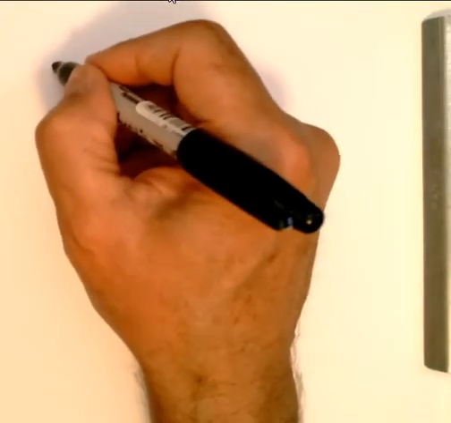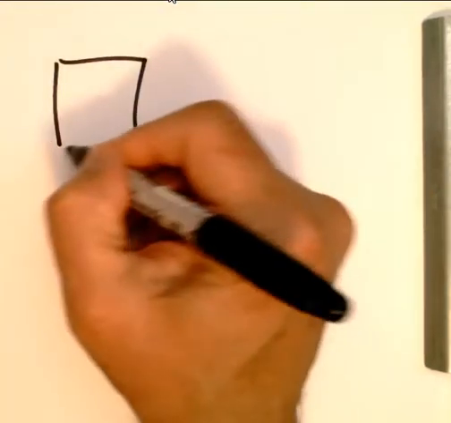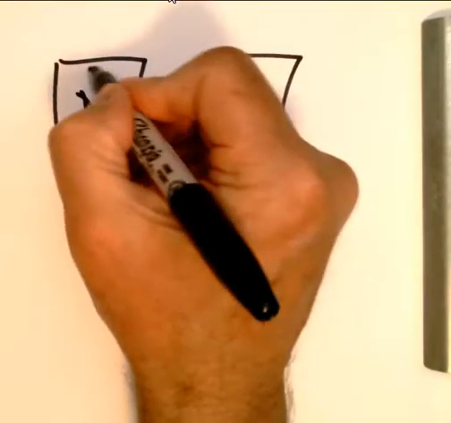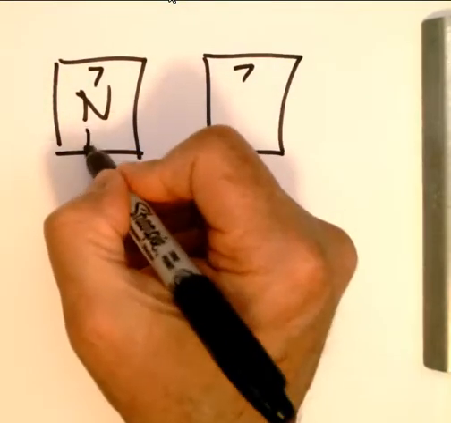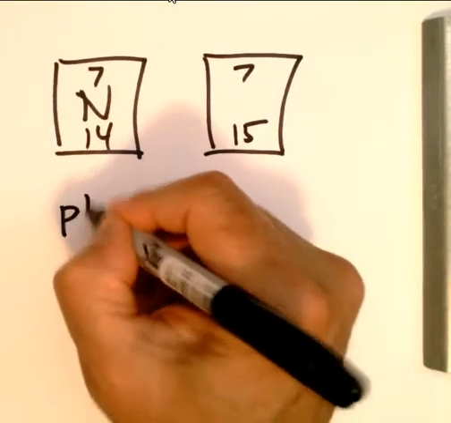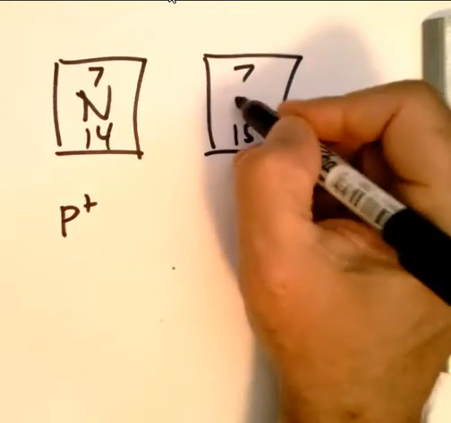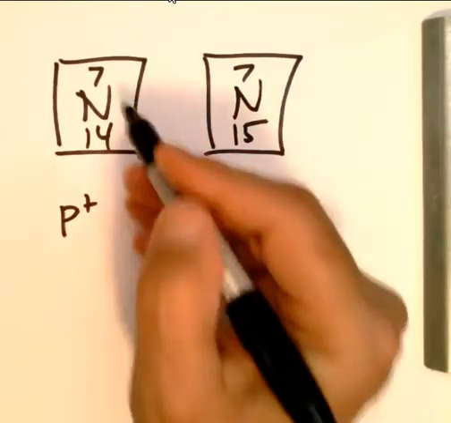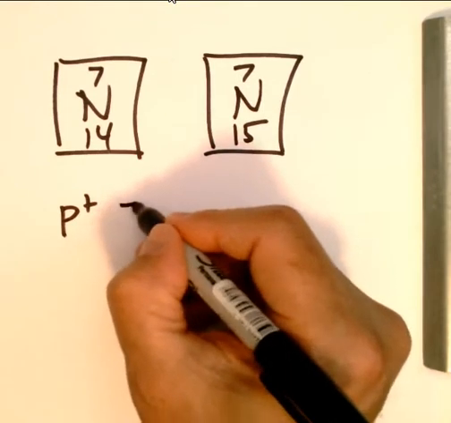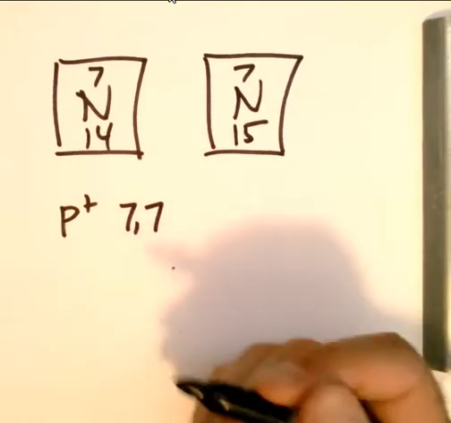Let's practice a little bit more with the periodic table, estudiantes. Let's look at nitrogen. Tell me how many protons does nitrogen have in each one of these instances. Protons are positive. I see 7 and 7.